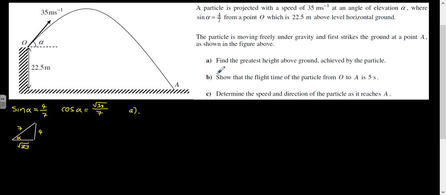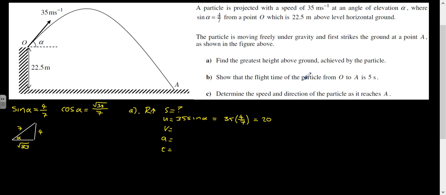So let's look at A. We've got to find the greatest height above ground achieved by the particle. So we're resolving vertically for this. So we have suvat because we're resolving vertically. And we'll just fill in the bits and pieces that we need. So we need the displacement vertically. We're going to work that out. u is our initial velocity vertically, which is going to be given by the 35, which is the speed, multiplied by sine of alpha, which is the same as 35 multiplied by 4/7, which is 20.